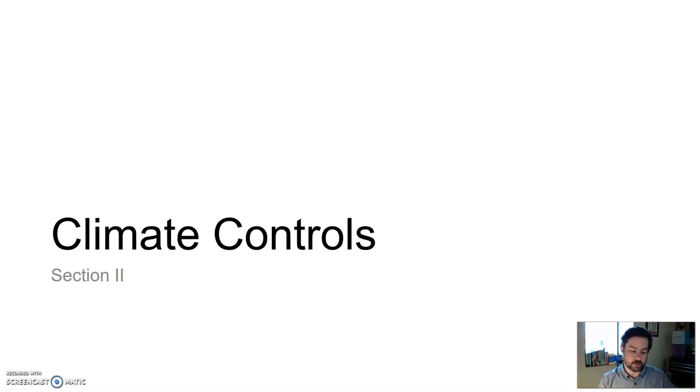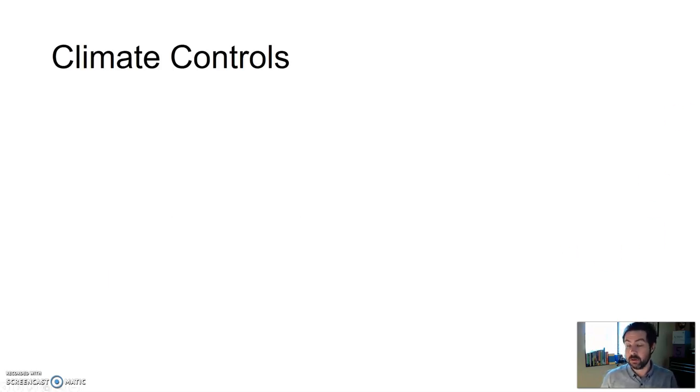Welcome back. So as mentioned, there's a difference between weather and climate. So now we're going to talk about the things that control a location's climate, that determine a location's climate, that shape the climate in a certain area. So there are six what are called climate controls, things that control the climate in a certain area.